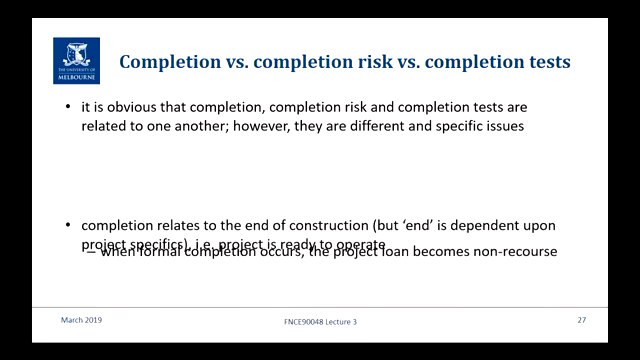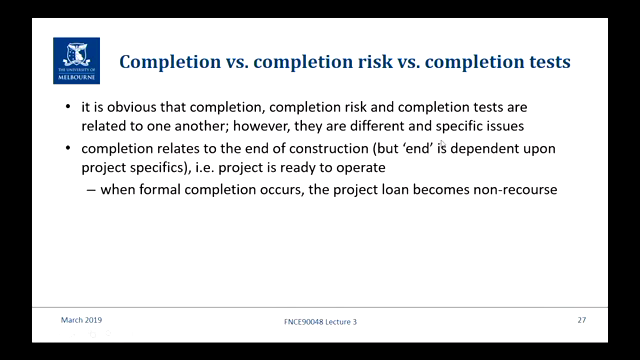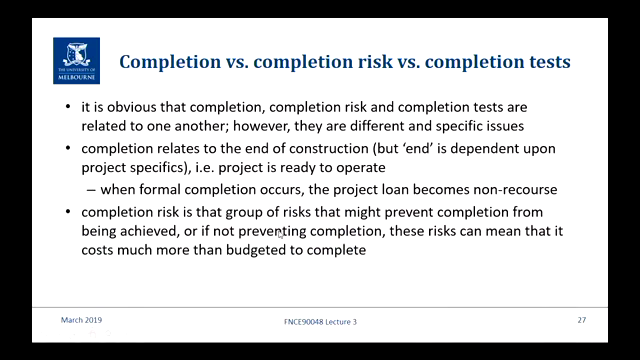And how do we know when there's completion? We have to have met completion tests. So completion relates to the end of construction, but the end is dependent upon the project specifics. It depends upon when you've met the tests. But in broad terms, construction's finished and the project's ready to operate. And when formal completion happens, that's when the loan goes non-recourse.